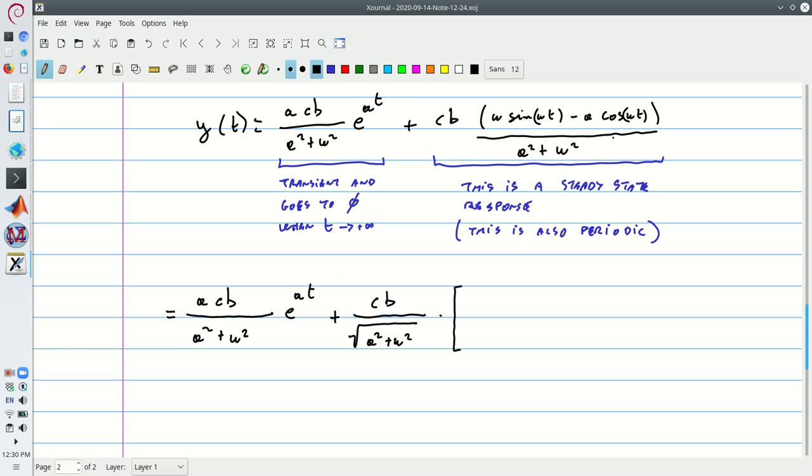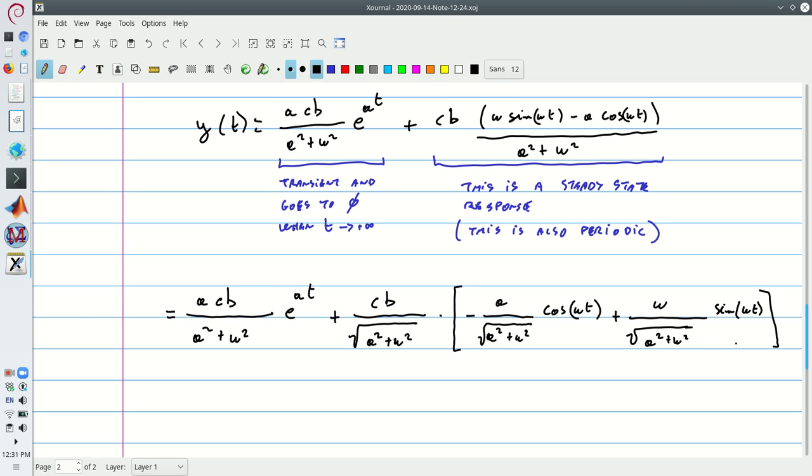I prefer to write first the term with a cosine. So I have minus a divided by the square root of a squared plus omega squared, because I took the square root here, so I'm left with another square root. And then I have, and I forgot, of course, cosine of omega t. And then I have the other term that is given by plus omega divided by the square root of a squared plus omega squared, and this term is multiplied by sine of omega t.